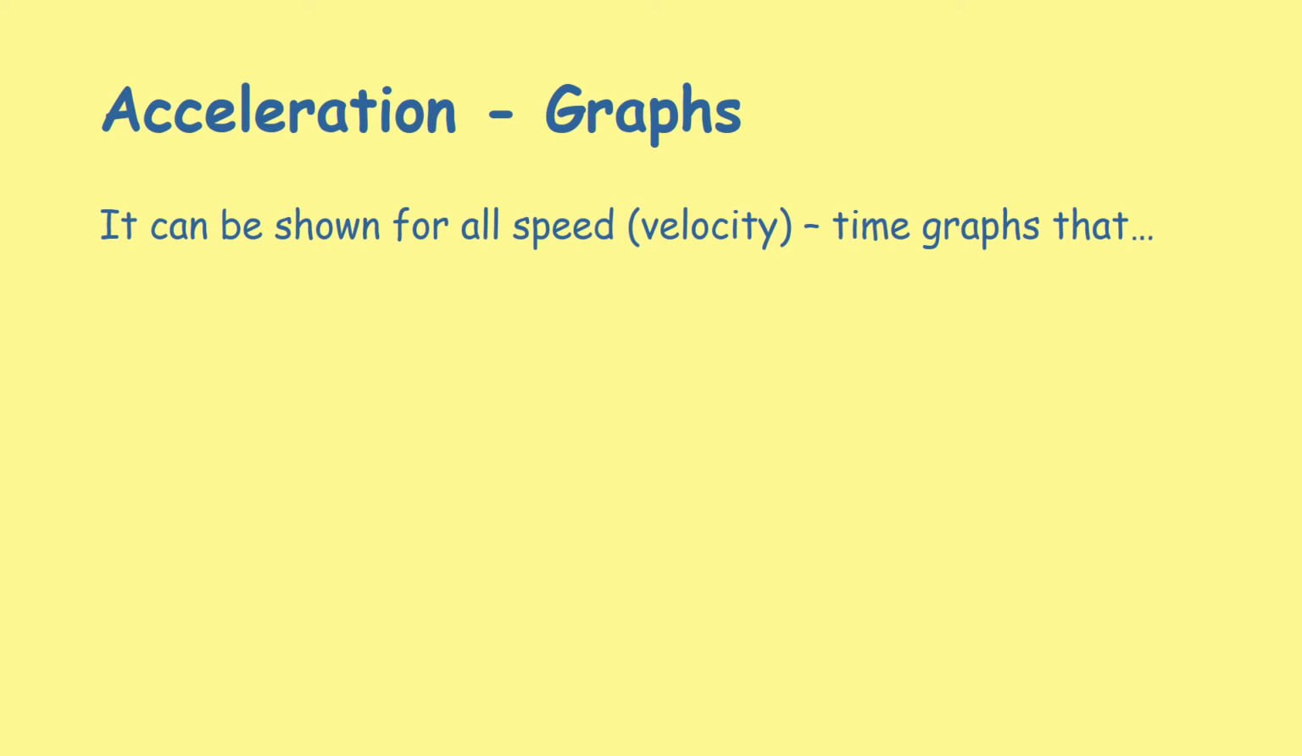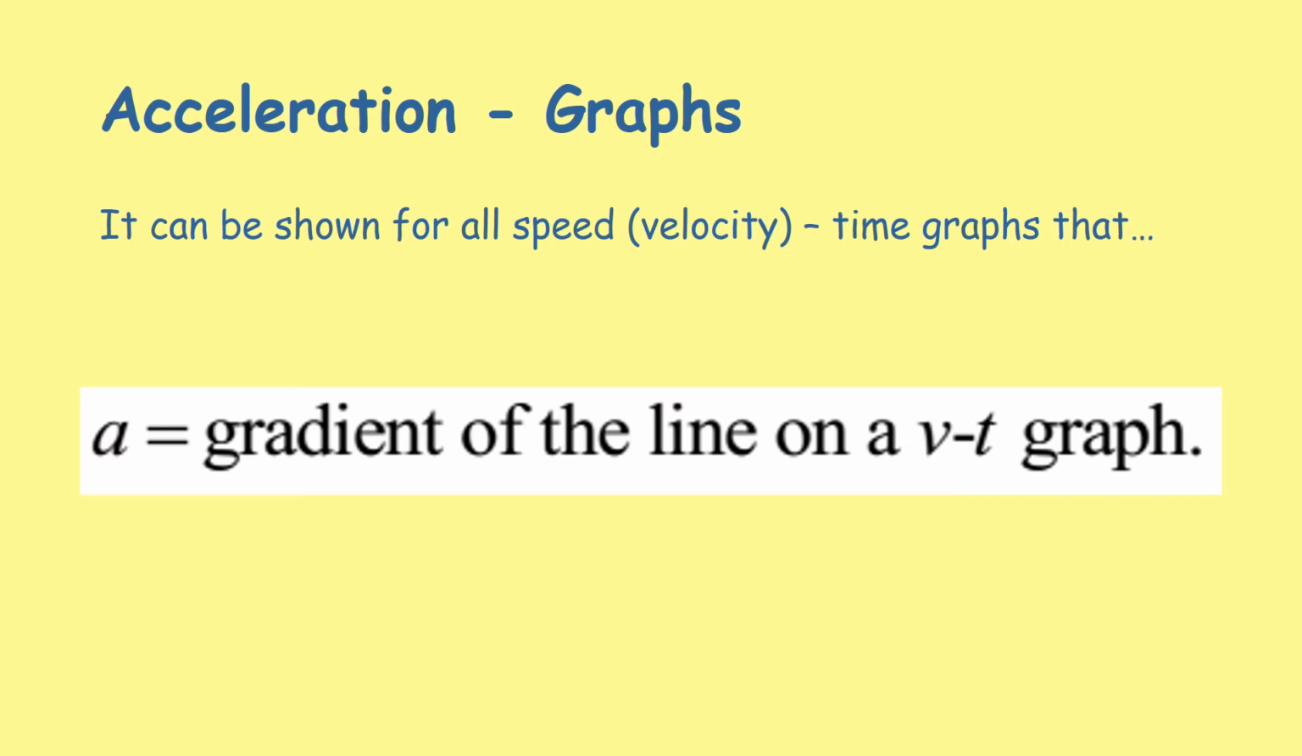It can be shown that for all speed or velocity time graphs, a equals the gradient of the line. On this velocity time graph, the acceleration equals the gradient of the line.